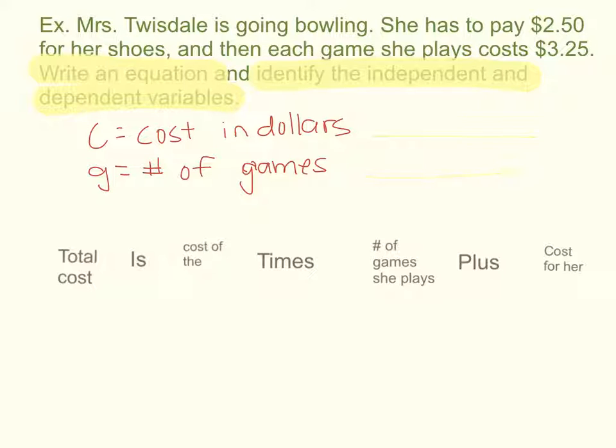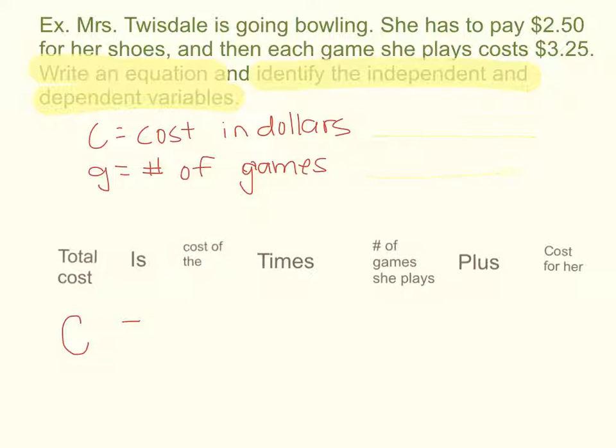Excuse me. So let's go ahead and look at what we need to do. If I'm at the bowling alley and I'm looking up at the menu, I'm trying to decide how many games I want to play. I know I have to rent my shoes. I'm looking for how much is my total cost.